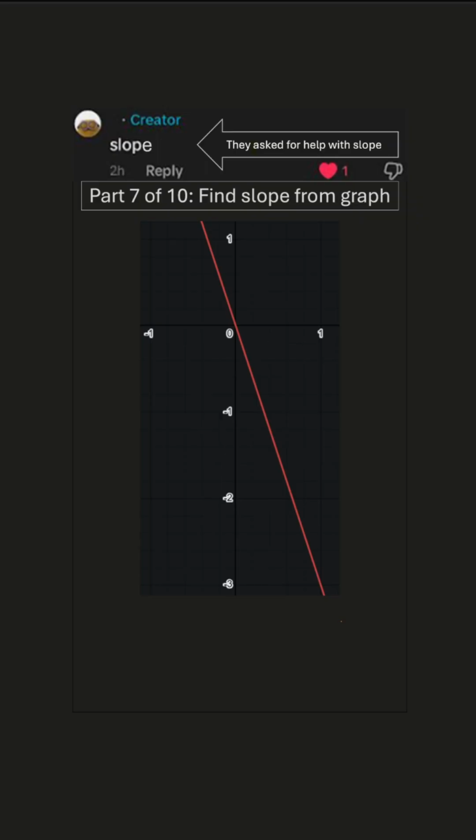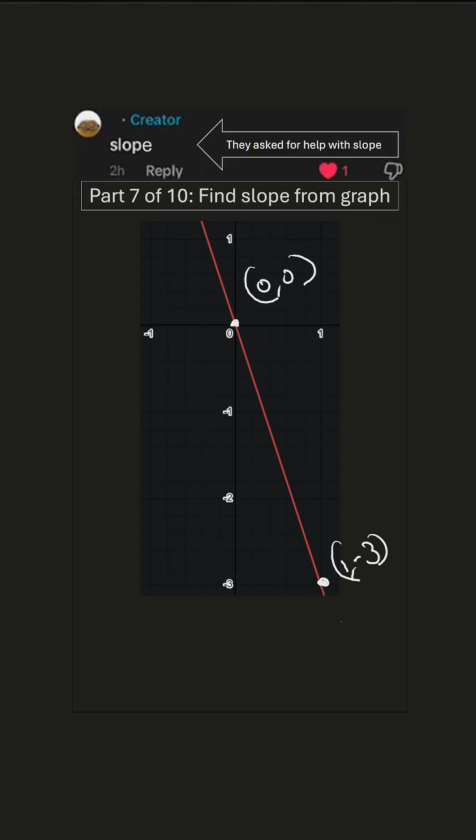Can you find the slope just by looking at a graph? Let's give it a shot. Let me tell you, first of all, when you do these problems, a lot of times you are estimating because you can't tell exactly where the points are. But here, the graph is pretty clear. It looks like there's a point at 1, negative 3, and another point at the origin, 0, 0.